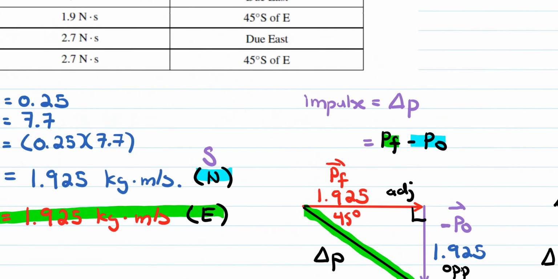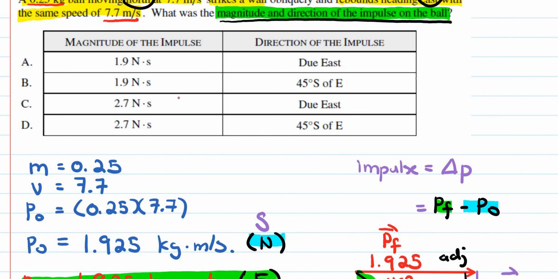If I go back to my multiple choice options here, these look like good options for the magnitude, and this looks like a good option for the direction. So the best answer here looks like option D.